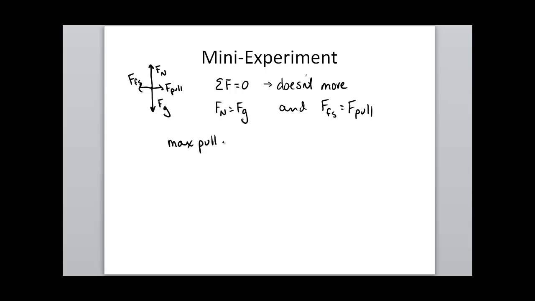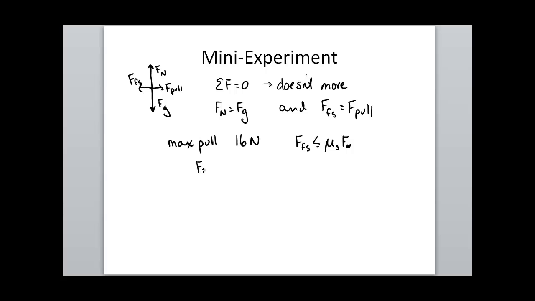Now, we saw from the video that the max I could pull with before the thing started to move was 16 newtons. Now I can use this max pull in the equation for static friction, that the force of static friction is always equal to or less than the coefficient of friction times the normal force. So in this case, our maximum static friction was the 16 newtons, and we can use this to help solve for this coefficient of static friction.